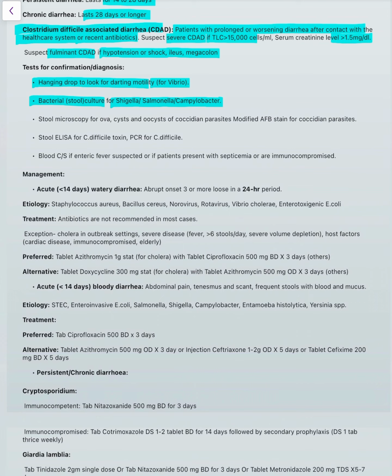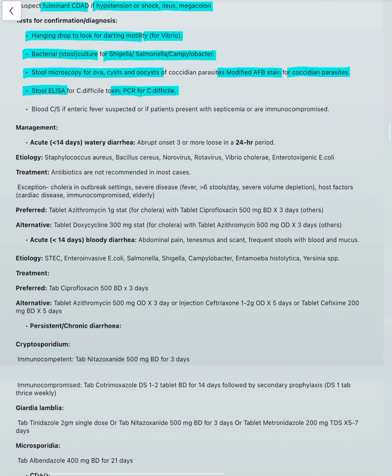If you are suspecting a coccidian parasite causing chronic diarrhea, especially in the immunocompromised state, we have to do modified AFB stain, that is acid fast stain, right? And you can do stool microscopy to see oocysts of the coccidian parasite. Next is Clostridium difficile. If you are suspecting it, you have to do stool ELISA and PCR to confirm the infection. Next, if the patient has septicemia or is immunocompromised and you are suspecting enteric fever, then you have to do blood cultures.